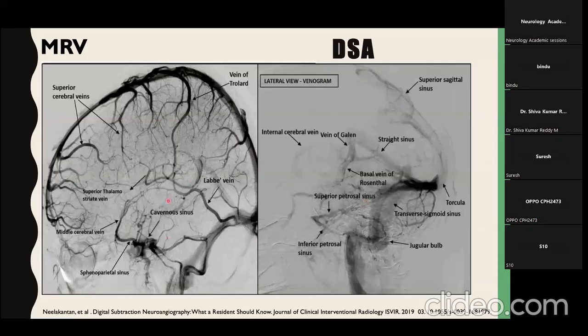This is a DSA image of the normal dural venous sinuses. Here we can see the superior sagittal sinus, confluence of sinuses, transverse sinus, and the sigmoid sinus opening into the IJV. The cavernous sinus connects to the transverse sinus via the superior petrosal sinus and to the IJV via the inferior petrosal sinus. This is the middle cerebral vein opening into the sphenoparietal sinus, which drains into the cavernous sinus. This is the vein of Labbe, and this is the vein of Trolard. These are superficial cortical veins. The deep veins we can see in a zoomed picture: the internal cerebral vein, the basal vein of Rosenthal, and the vein of Galen draining into the straight sinus.